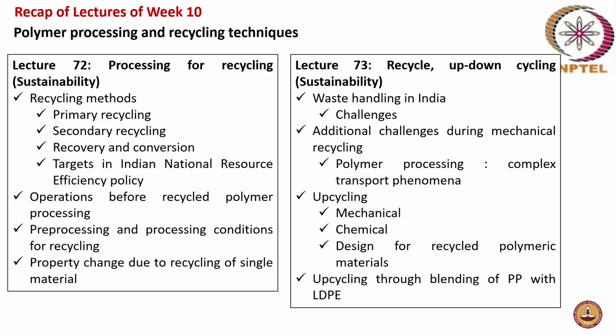And then what are the operations before a recycled polymer is processed? First of all, we get polymer from different sources, as we saw. It is of different sizes, and a different polymer mix you will get in. So you have to sort them and clean them. These are some of the operations that are to be done before a recycled polymer is actually processed for further use. And then what are the pre-processing and processing conditions? What are the different temperature ranges for different polymers for recycling?